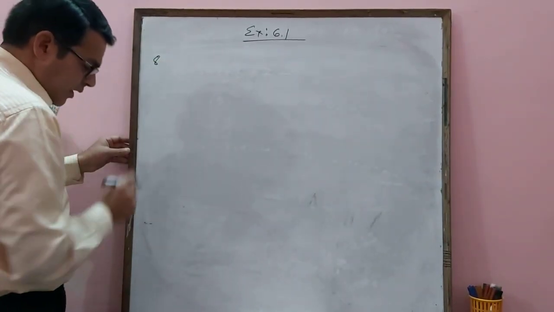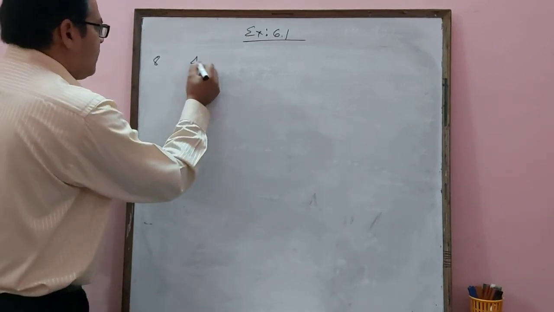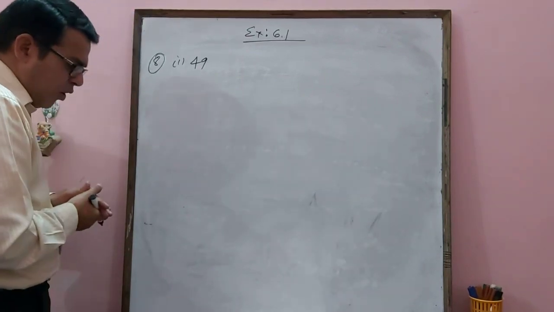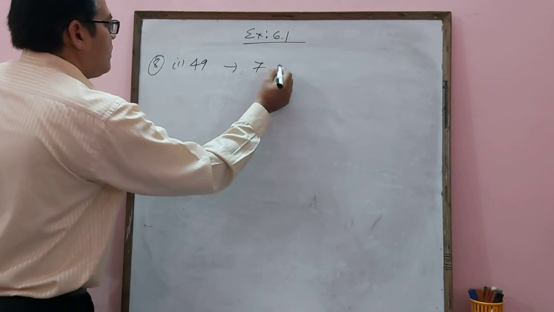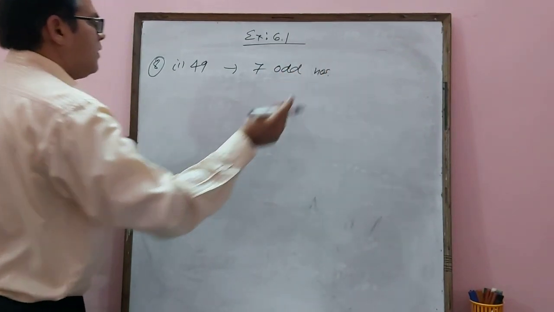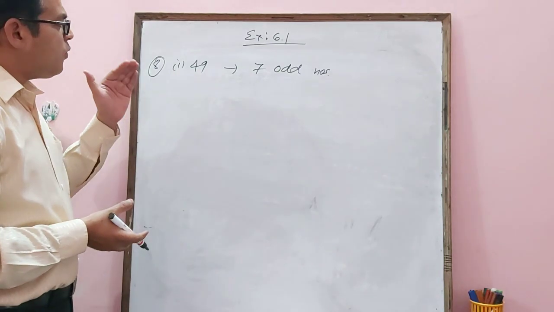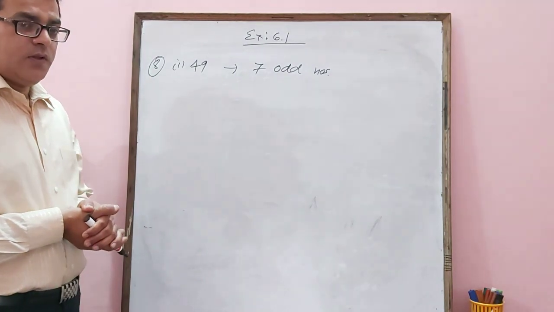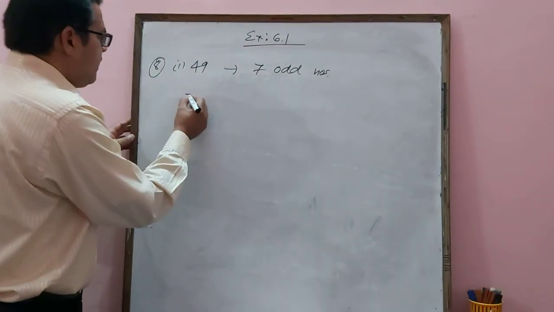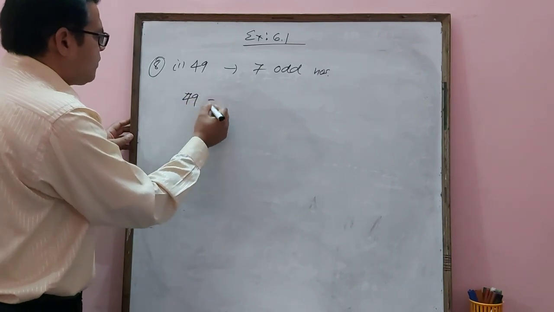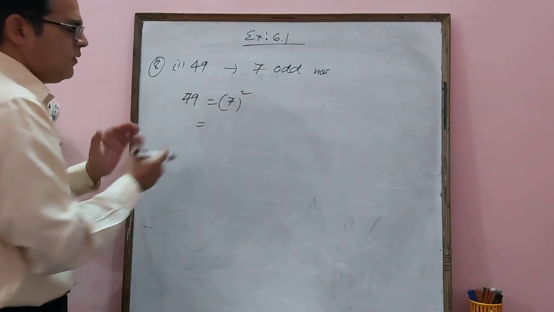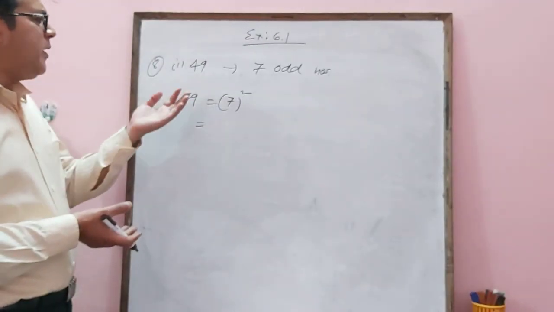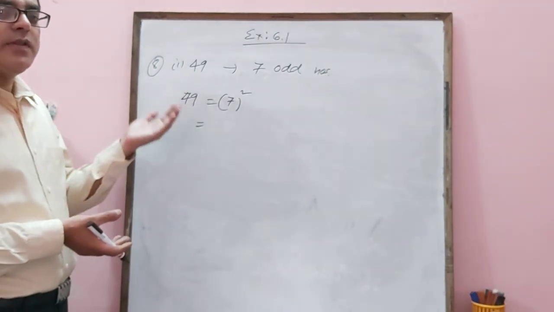Question number 8 says, express 49. Two parts are there. First part: express 49 as the sum of 7 odd numbers. It means we have to write this 49 as the sum of the first 7 odd numbers. As you see clearly, 49 is written over there. This 49 is the square of 7. Right? It means, as we discussed just before, it will be the sum of the first consecutive 7 odd numbers.